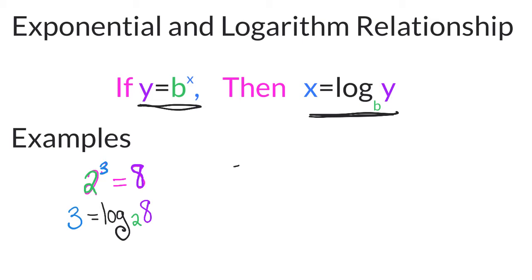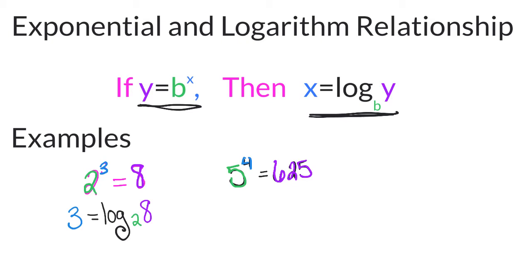Here we have 5 to the 4th power equals 625. Now again, we're going to change the colors so it matches our relationship up top. So I'm going to need to change that 5 to green because that is my base of my exponential function. And the 4 is my exponent, so that needs to be changed to blue. And then the 625 is my y value, so that's going to be changed to purple.